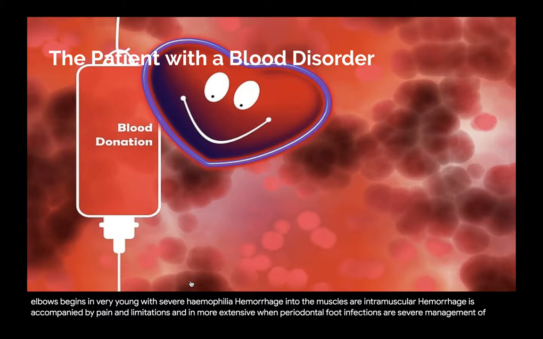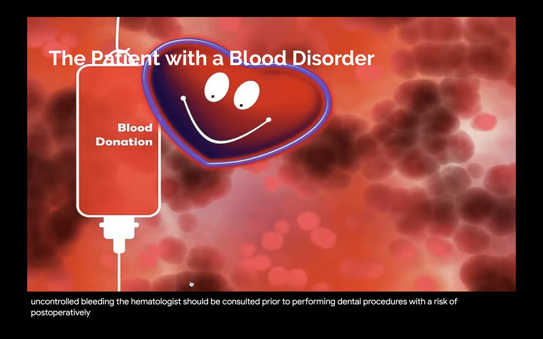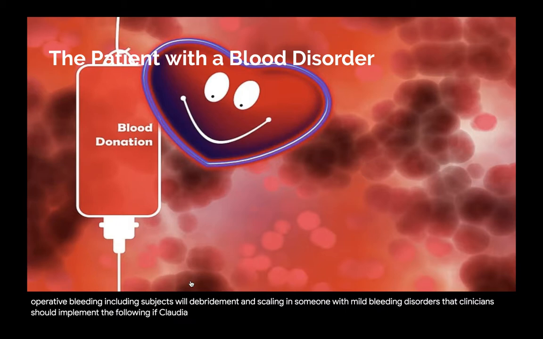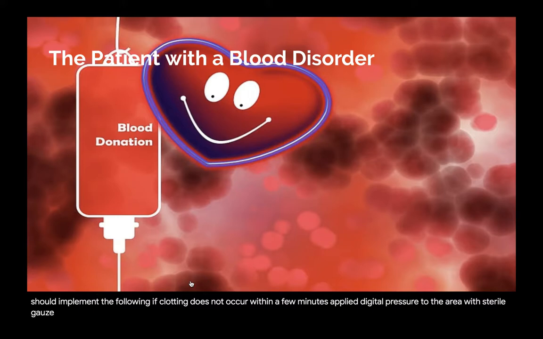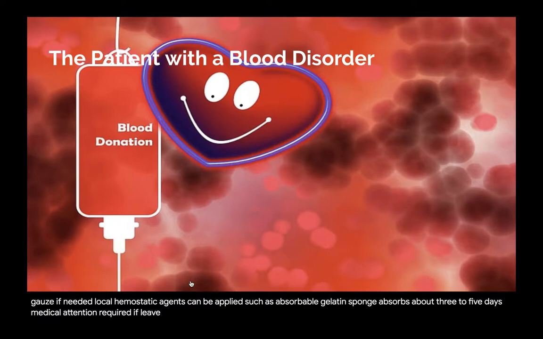Management of uncontrolled bleeding. The hematologist should be consulted prior to performing dental procedures with a risk of postoperative bleeding, including subgingival debridement and scaling. In someone with mild bleeding disorders, the clinician should implement the following. If clotting does not occur within a few minutes, apply digital pressure to the area with sterile gauze. If needed, local hemostatic agents can be applied, such as an absorbable gelatin sponge, which absorbs in about 3 to 5 days. Medical attention is required if bleeding is not controlled.